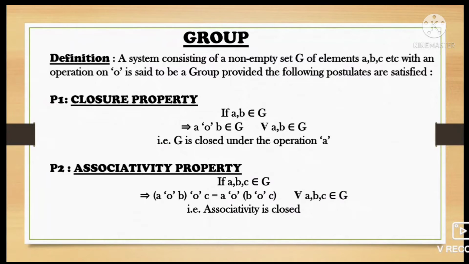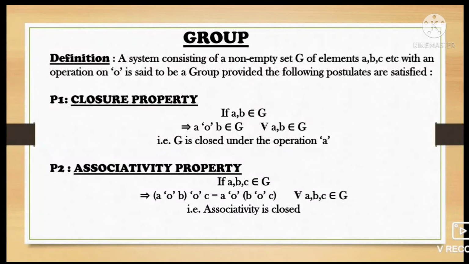The first property is the closure property. What is the closure property? If a, b belong to G, this implies that when a is operated on b, the result also belongs to G for all a, b belonging to G. That is, G is closed under the operation O.